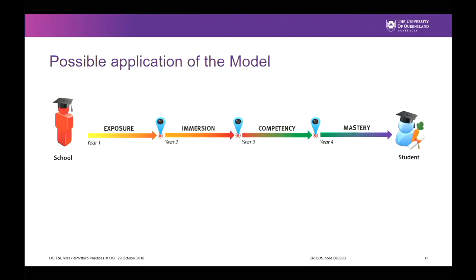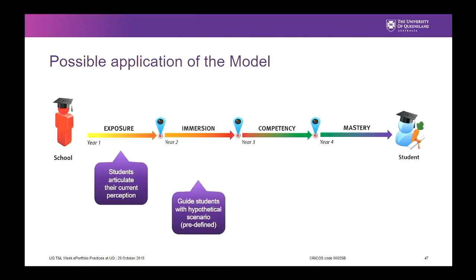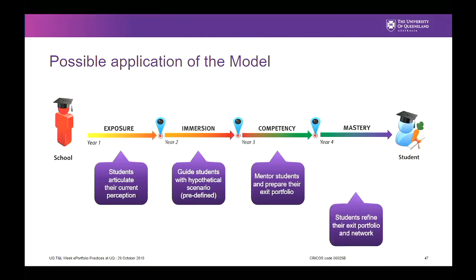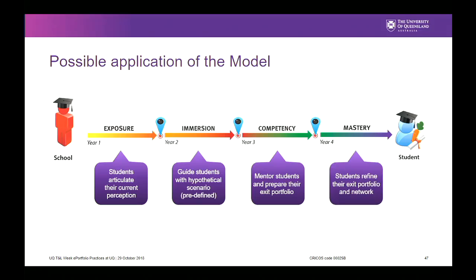Looking at possible application of the model, in first year, students articulate their current perceptions of professional identity or personal branding. In second year, educators guide students in developing self-narration with a hypothetical identity or branding purpose or scenario. In third year, educators mentor students in preparation for the exit portfolio with discipline artifacts and establish their own purpose, target audience, and goal for the portfolio. And in fourth year, students refine their exit portfolio and have their own brand to convey themselves to the industry and start networking. Sounds easy?